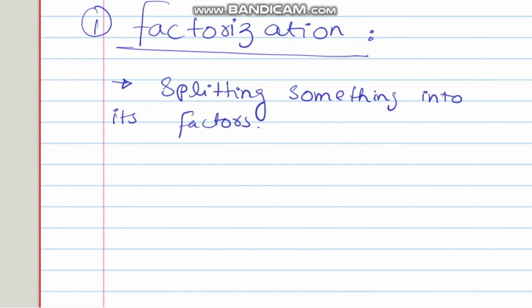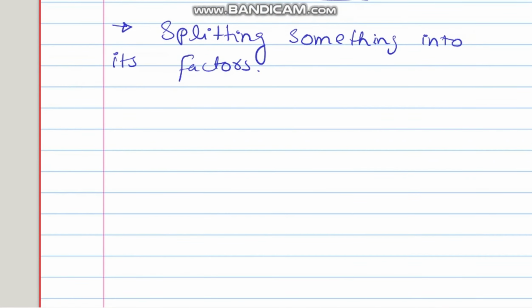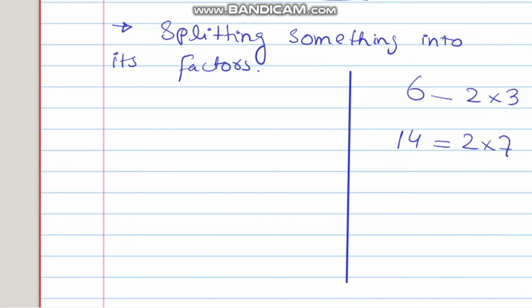For example, if someone asks you to factorize the 6, what will you do? You will do like that. Let me draw the line. You will do 2 cross 3. If someone asks you to factorize the 14, you will write 2 cross 7. So 2 cross 3 is the factorization of 6. 2 cross 7 is the factorization of 14. So this is called the factorization. Nothing more than this. It's a very simple thing.